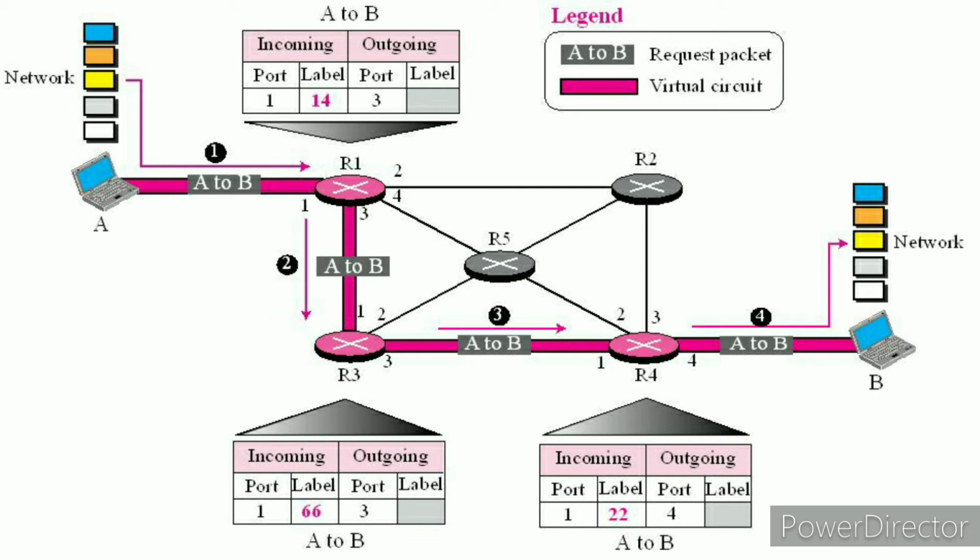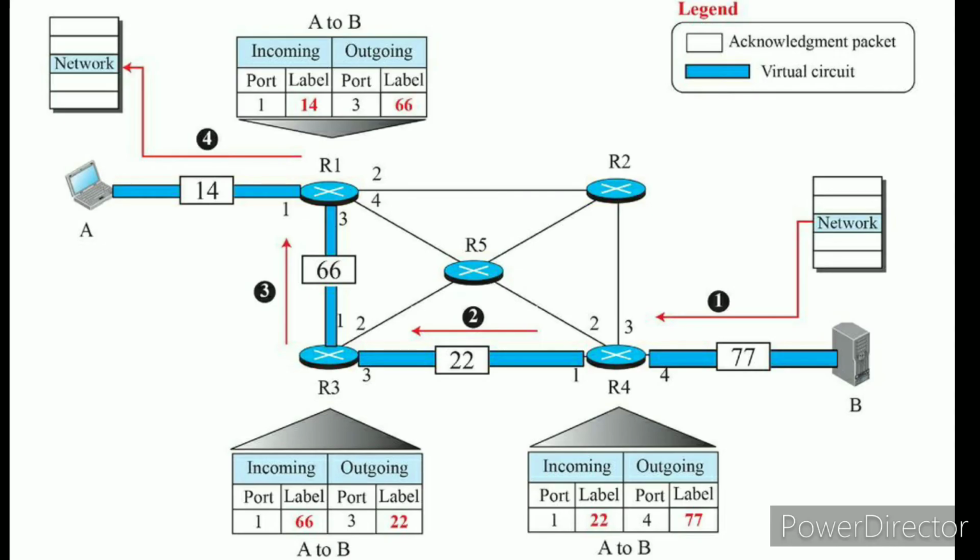So when it is creating the entry, it already knows that whenever a packet comes from the source A, where it wants to go to the destination B, it has to be sent through port 3. So it fills up all the entries in the forwarding table. Whenever a packet comes from port 1, it assigns a new label, called 14, to this request packet, and it will send that packet through port 3.